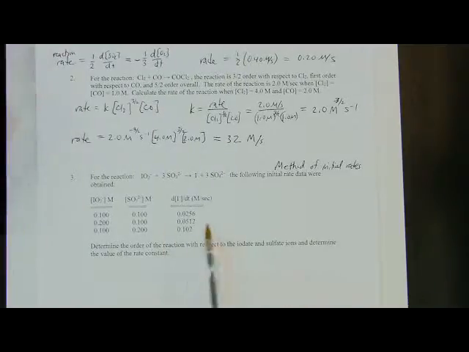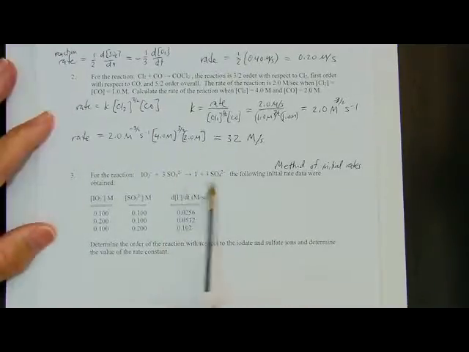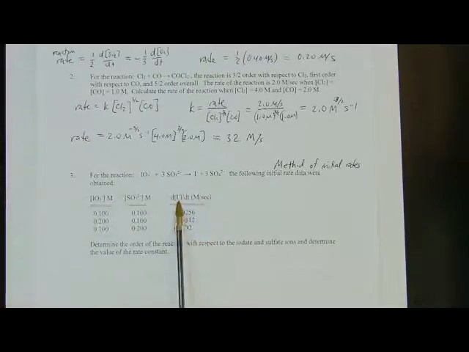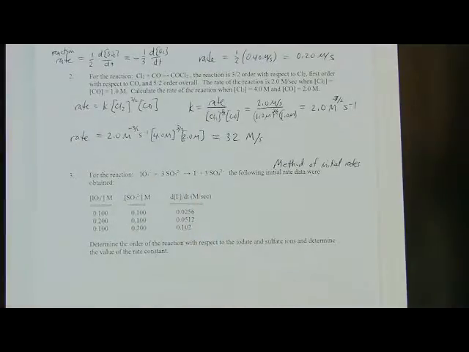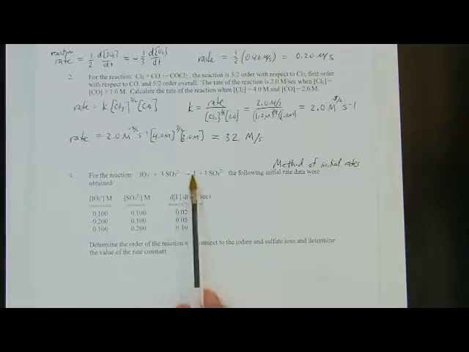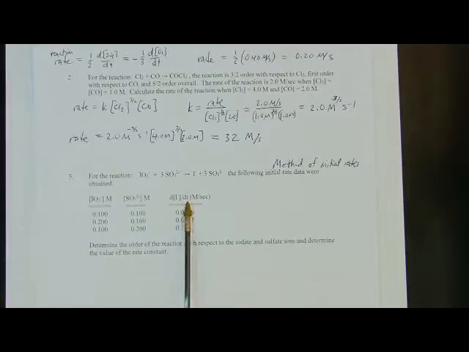Now, the point I was trying to make is we have to look at the particular species and determine whether there's a coefficient in front of it. Because if there had been a 3 in front of that, I would have had to take this and divide it by 3 to get the rate of the reaction.